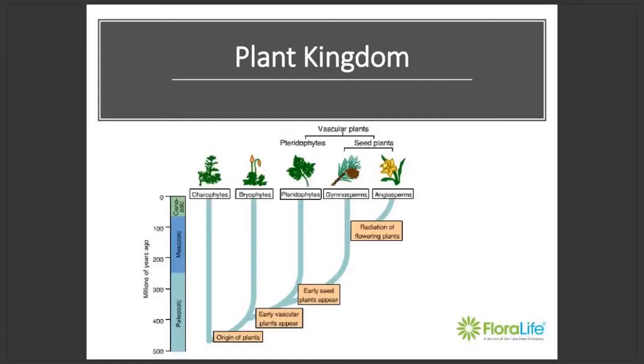Now, those are the plant group that we're most familiar with, especially in horticulture. And that group is further divided into dicots and monocots, which I will go over.